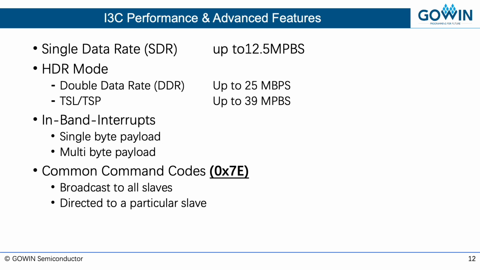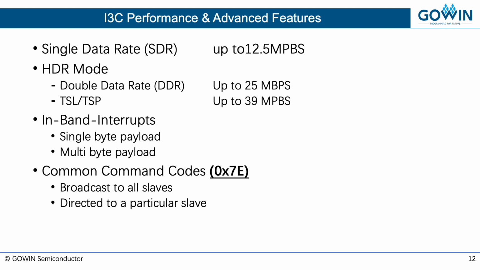The data can also be transferred on both edges, the rising edge as well as the falling edge of the clock. In this mode, the data rate is doubled to 25 megabits per second. This is called double data rate, or the DDR mode. There are several optional modes called the ternary modes, TSL, TSP, which are too complex and they increase the size of the IP considerably. Due to patent issues, they do include payment of royalties. For this reason, these optional modes have not been implemented in our IP.